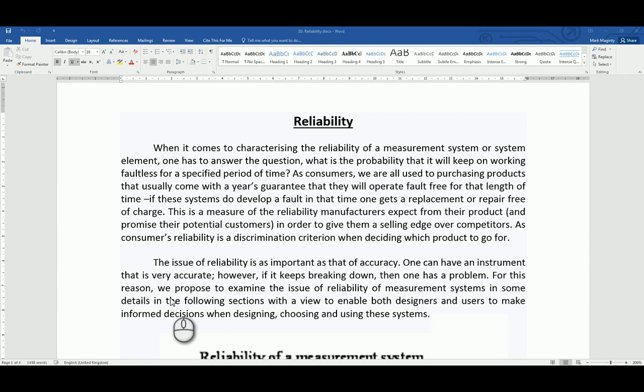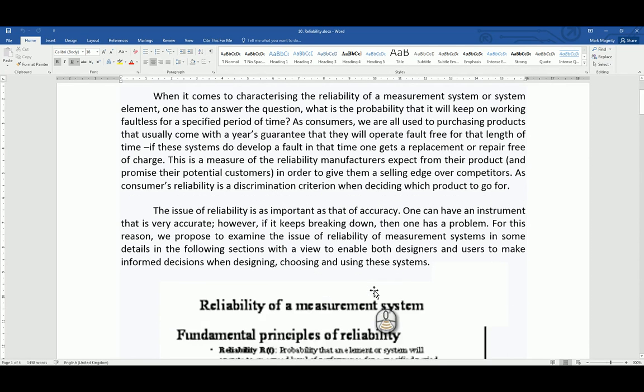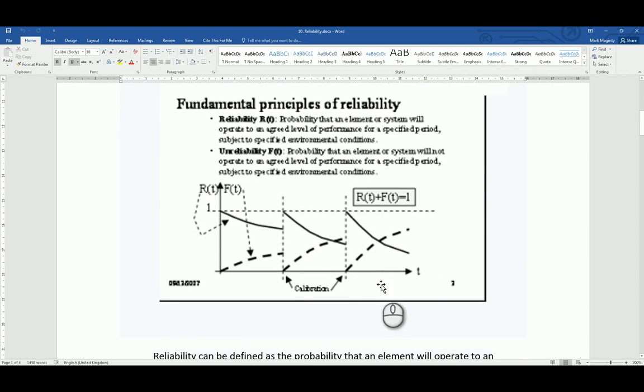So we propose to examine the issue of reliability of measurement systems in some detail in the following sections, with a view to enable both designers and users to make informed decisions, which is to be the T-lock example, when designing and choosing each of these systems. So a very quick overview, and I know it's a wee bit sort of grainy here, it's not just as easy to see, but you've got your chart here plotted against time, and up the y-axis is reliability from 0 to 1, as in perfectly reliable.